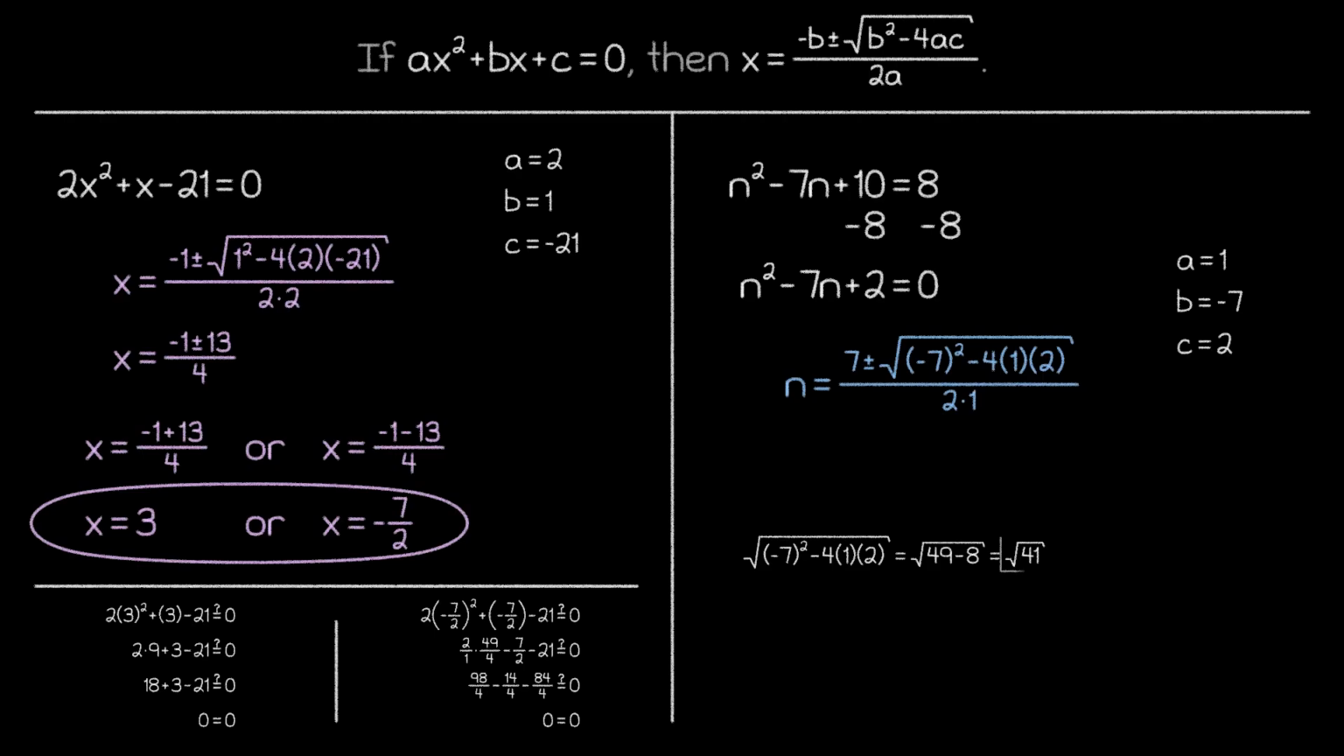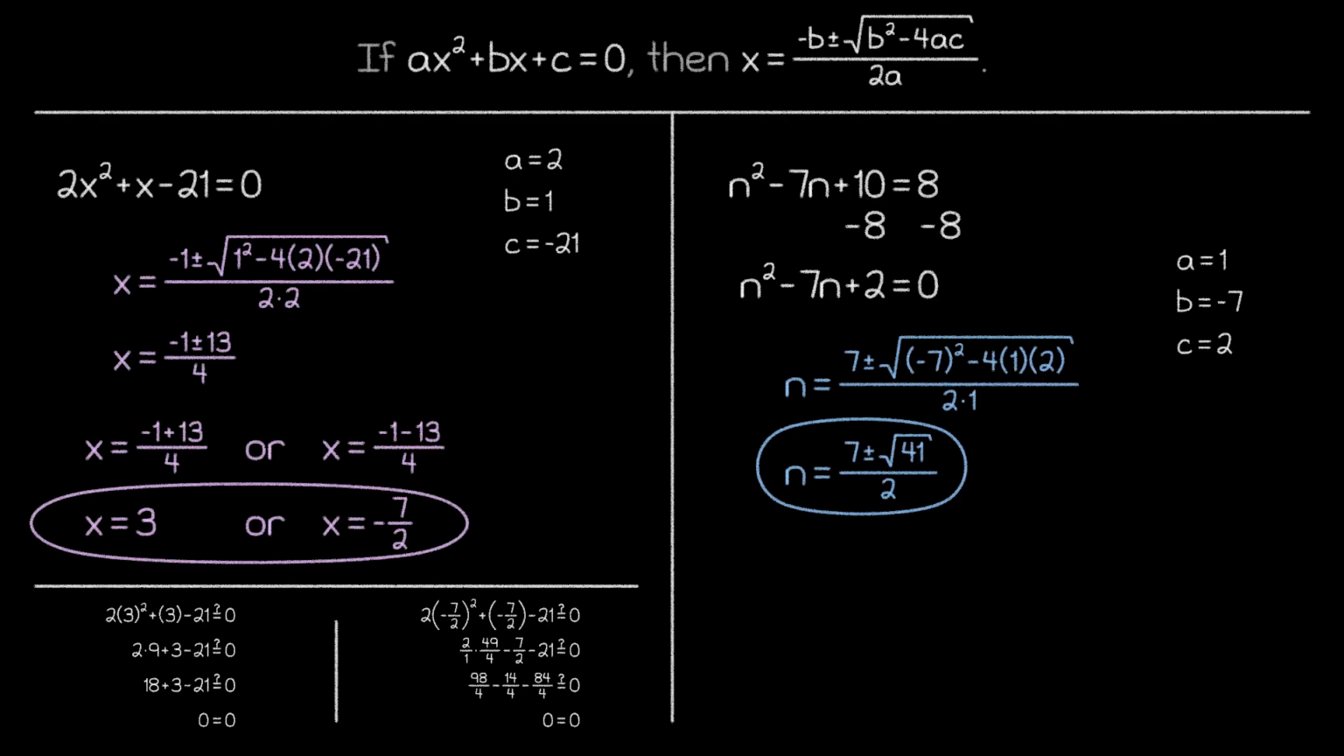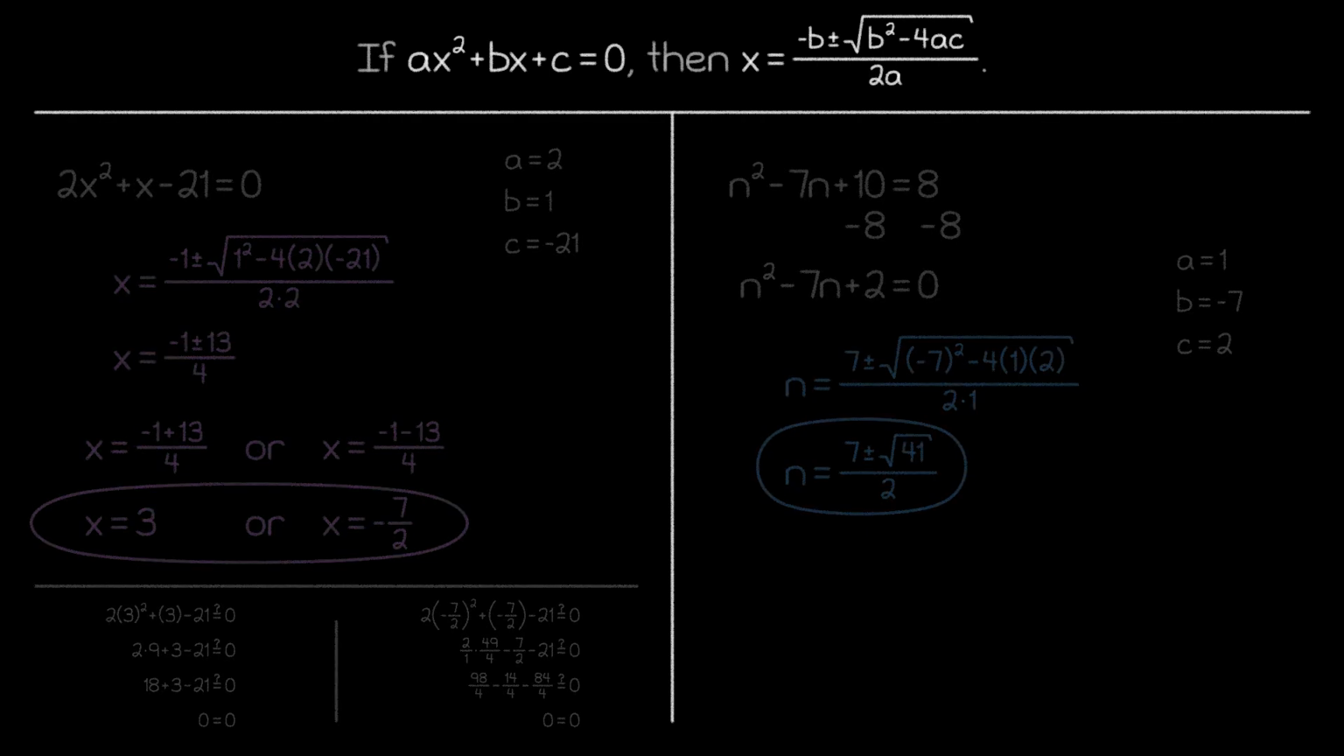Additionally, notice that our square root does not work out nicely this time. And because of this, it's probably easier to leave our solutions in this compact form, rather than splitting things into 2 equations and writing them separately.